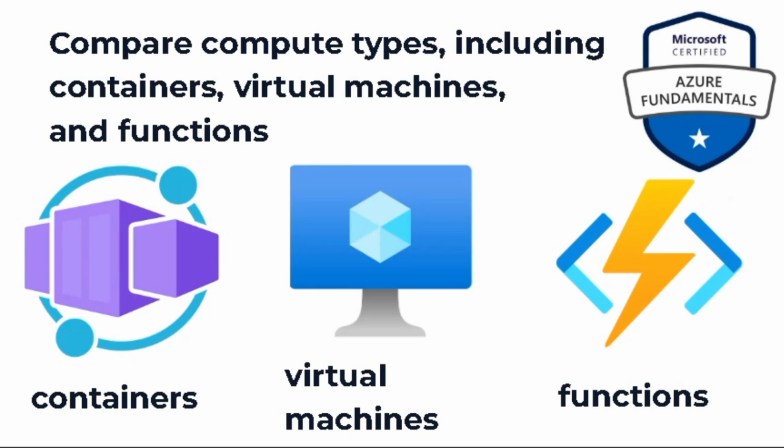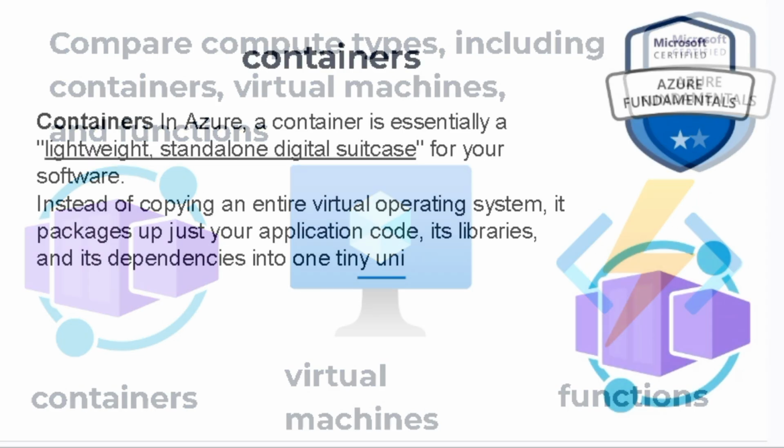We need to be able to compare compute types, including containers, virtual machines, and functions. I created this image for you just so you can see the symbol for containers, the symbol for virtual machines, and the symbol for functions. But on the next slide, we're going to learn what every single one does.